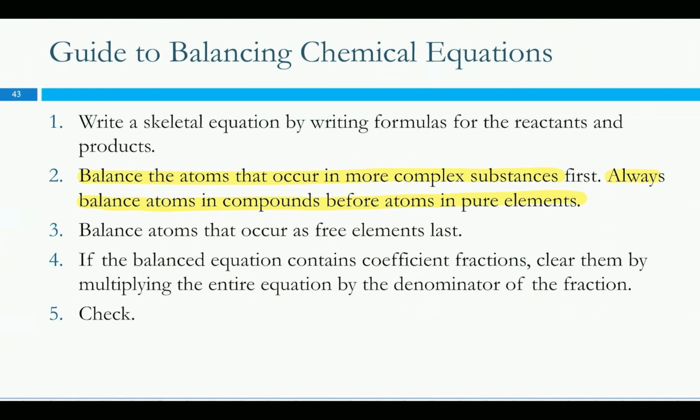Always balance compounds first. Similarly, balance atoms that occur as free elements last. In the previous problem, oxygen's by itself. Again, it doesn't move any other pieces. And so we can always come back and use that to fill the gap for the rest of the oxygens. You might be afraid of fractions, but if the equation contains fractional coefficients, clear them by multiplying the entire equation by the denominator of the fraction. The fractions actually make it pretty easy to balance, especially combustion problems, and I'll show you how. And then the last step, of course, is to check. Make sure it's actually balanced.